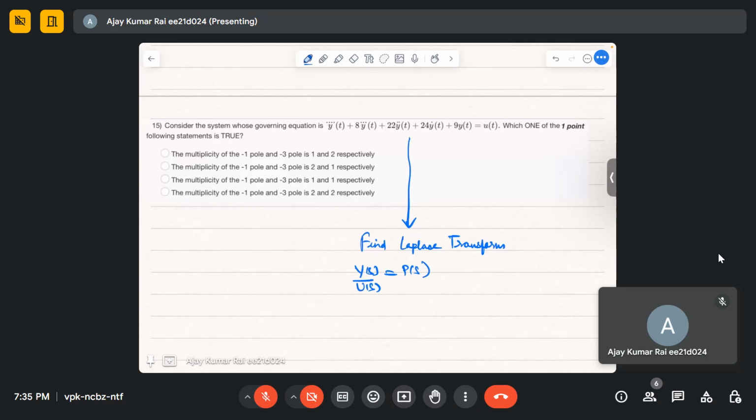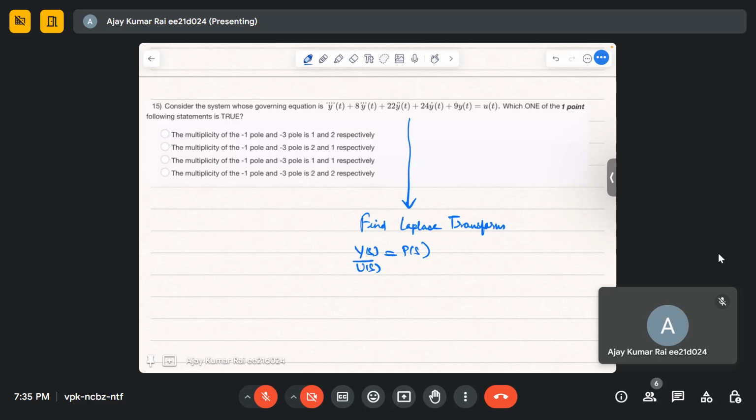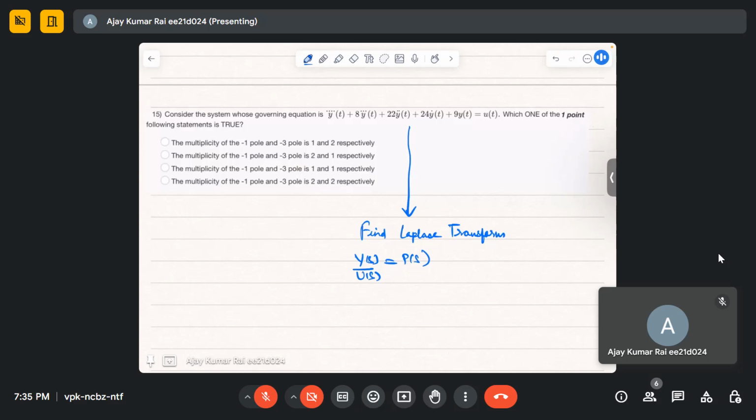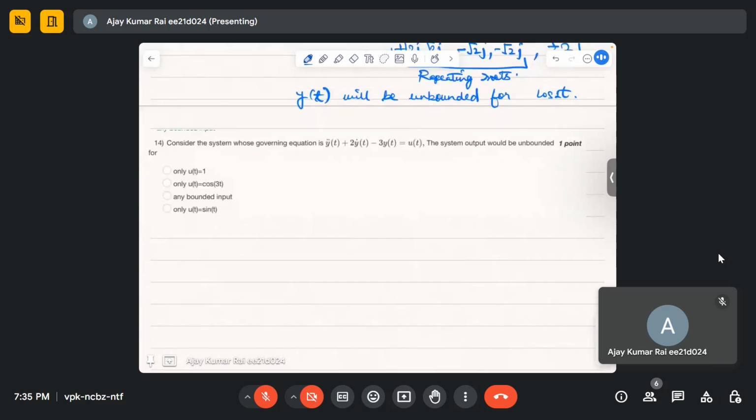You just have to find the transfer function and find the factors of the denominator to get the poles and the multiplicity of the poles. Okay, so any doubt in this question? Basic Laplace transform, and you have to find the roots. Okay, I'll give you the answer. I think the answer is this fourth one. Let's see whether, if time permits, I will solve the question.